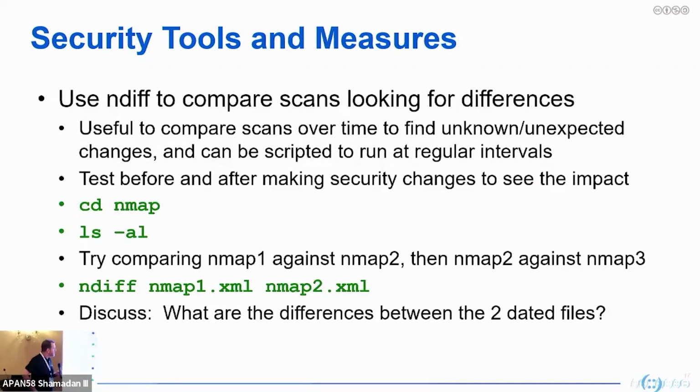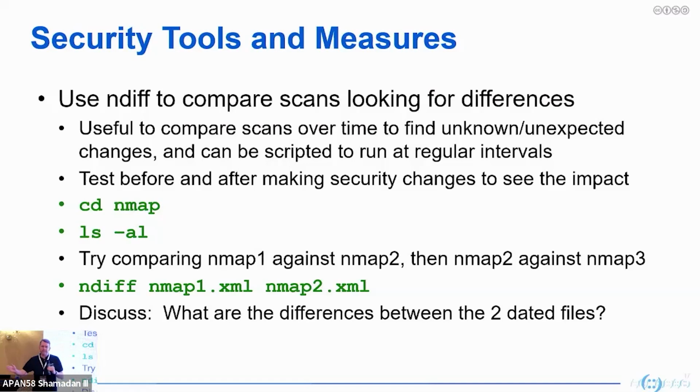Now, where the really interesting thing comes in is that nmap has another tool in its package called ndiff. Now, the Unix command called diff will look for differences in a text file. But because it's XML, it's quite long and it's got all the different tags and stuff. So ndiff is the nmap difference tool that understands XML and will actually look for the readable differences within that XML format.